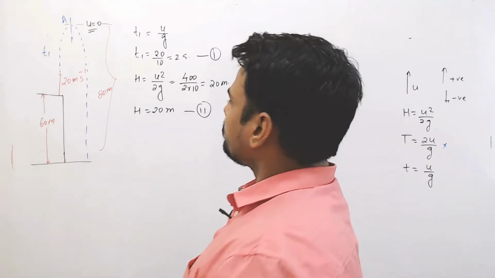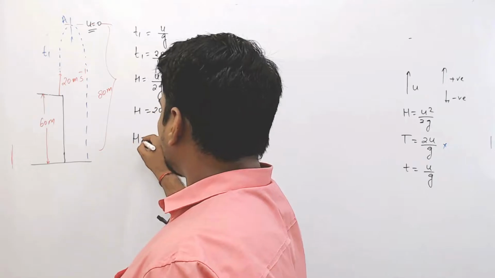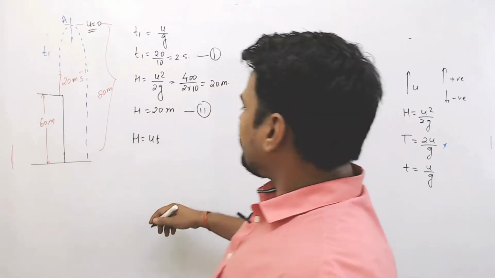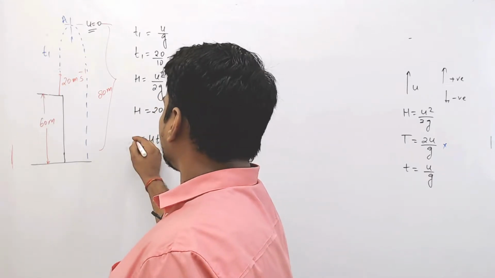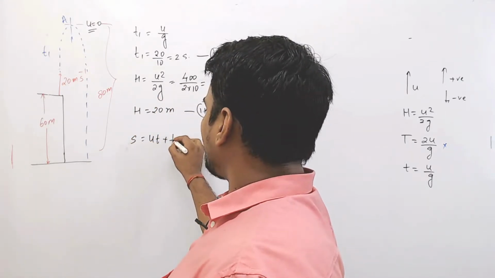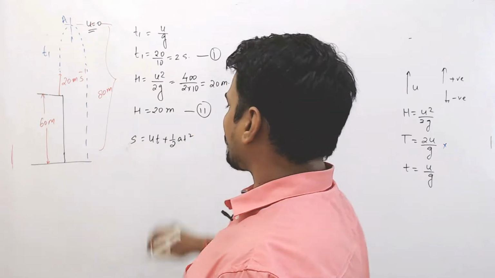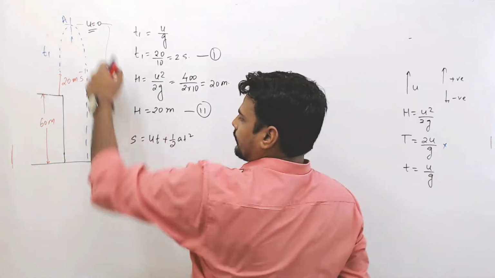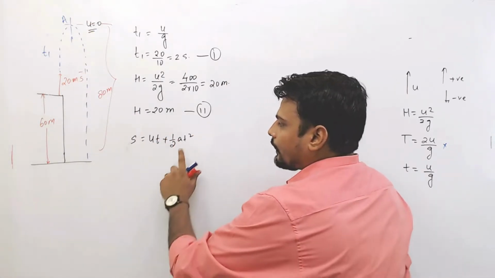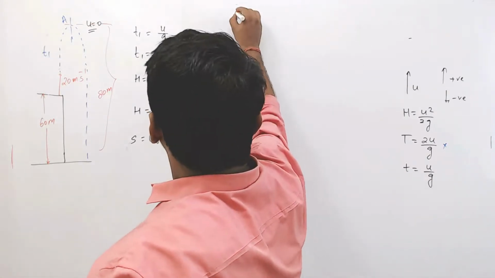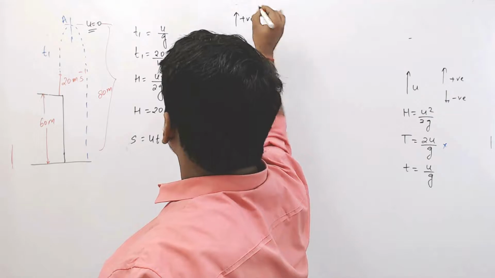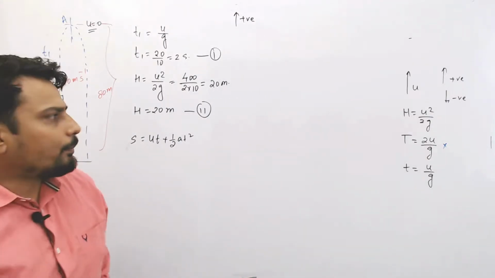We can do that. We know that h is equal to what? ut. If I just assume that, maybe let's keep it this way, it's going to make it easy for you. h equals ut plus half at square. In this case, s will be the total height, and a will be the gravitational acceleration. Now let me assume that the upward direction is positive.